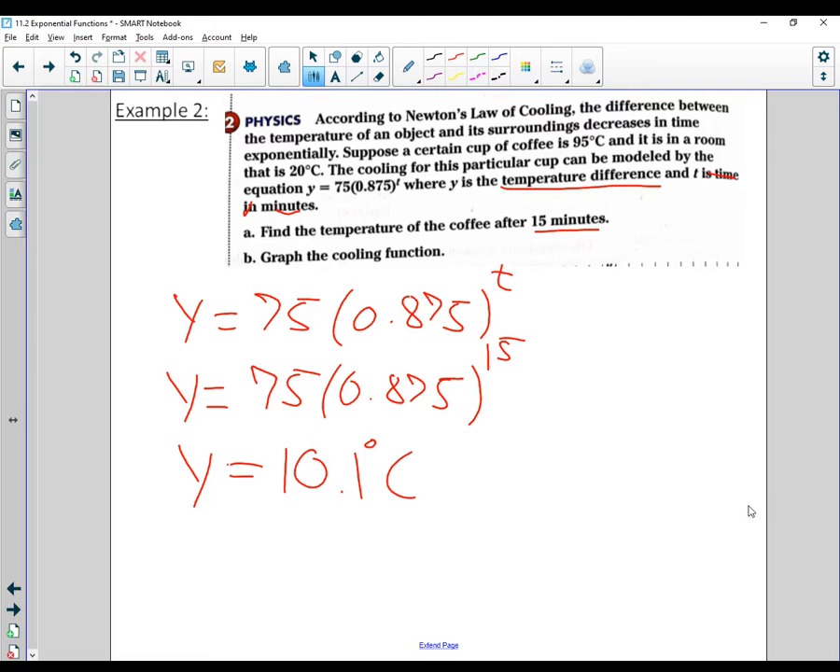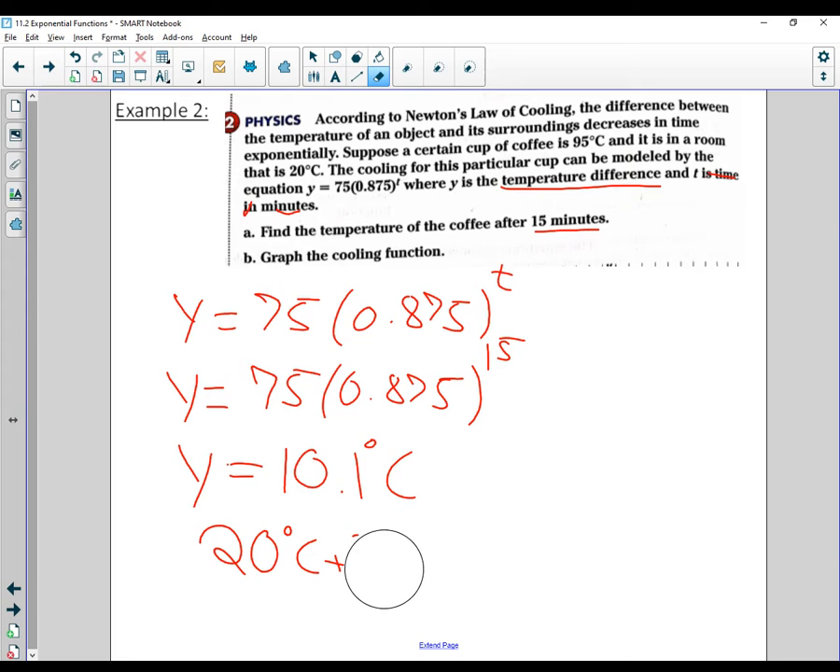Now, important thing in the word problem here. Why is it the temperature difference, not the temperature? It doesn't make sense that the cup of coffee would get colder than the room around it. Correct. So our actual answer for how cold the coffee is going to be is 20 degrees plus 10.12.